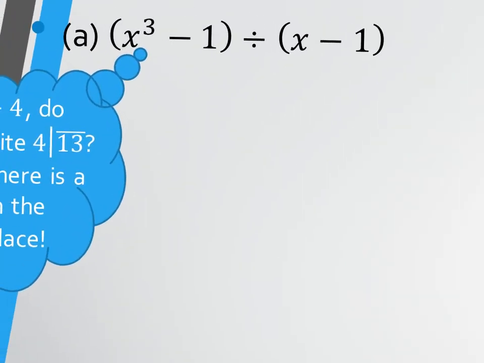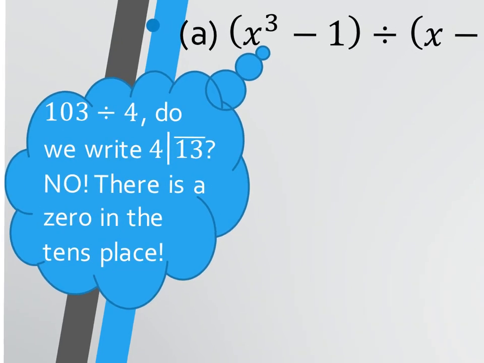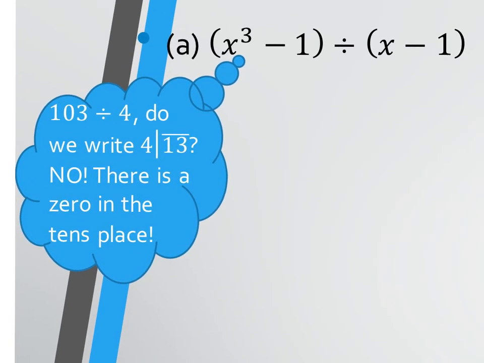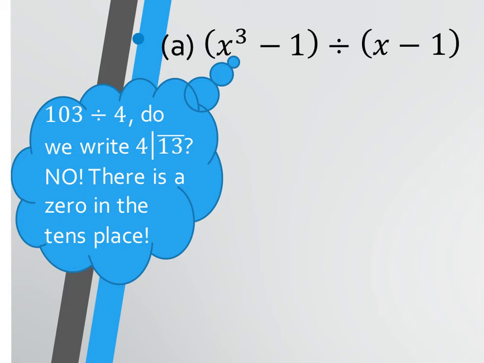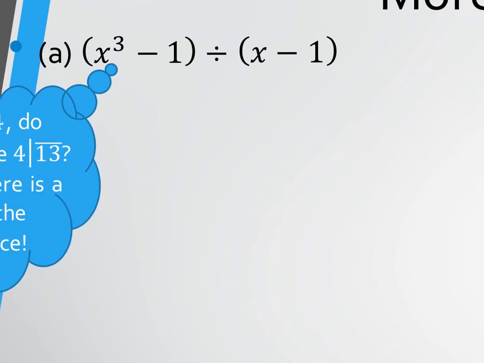So notice in this next one, in the thinking bubble, it says if we had something like 103 divided by 4, do we write 13 divided by 4? No, because there is a 0 in the tens place. Okay, so the same kind of thinking is going to go through with a polynomial. You have to account for the placeholders for the x squared term and the x term. So we're going to put 0 x's in those placeholders.